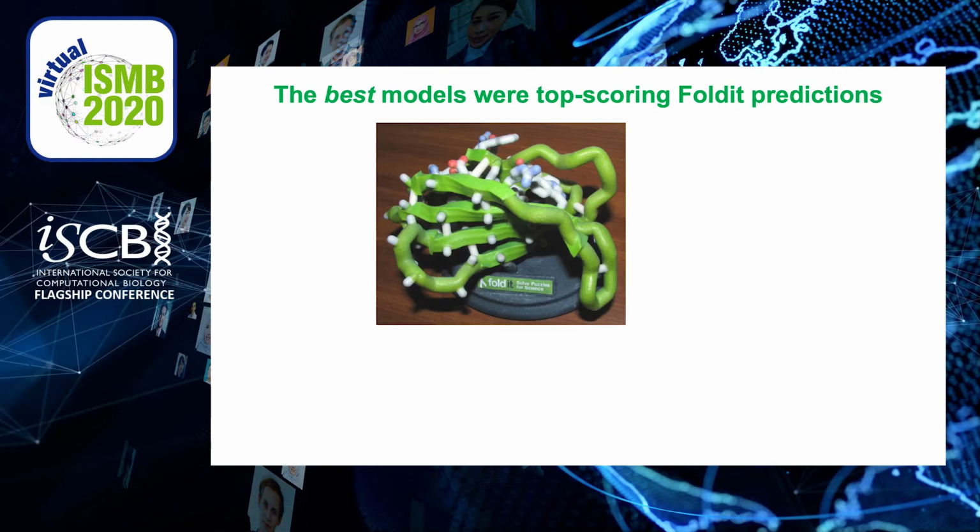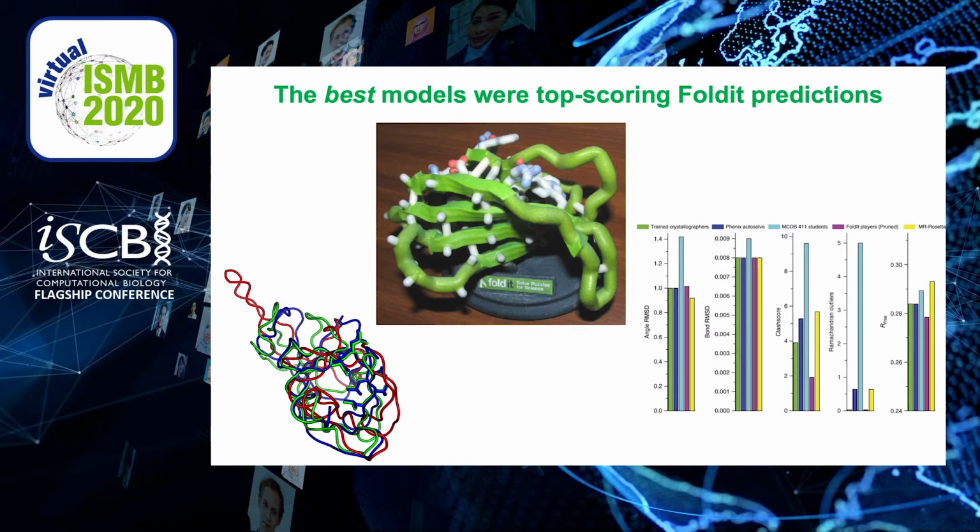In addition to this, for all 4 of the puzzles, the best model was the top scoring Foldit prediction for that puzzle. Whereas you will recall, in the molecular replacement monkey virus puzzle and in the crystal structure competition, the best Foldit model was not the top scoring Foldit one. This, to me, is one of the most exciting results.